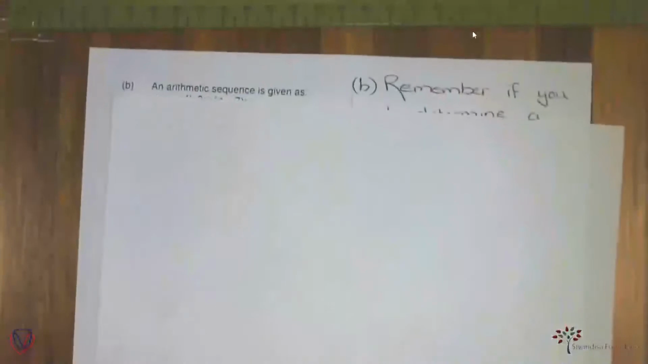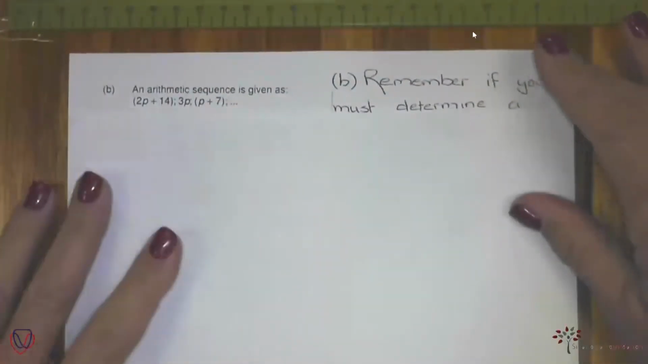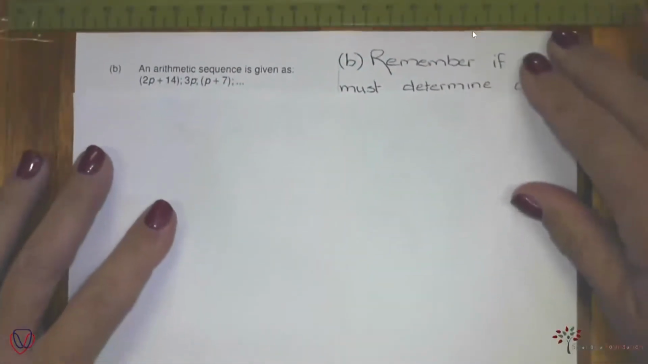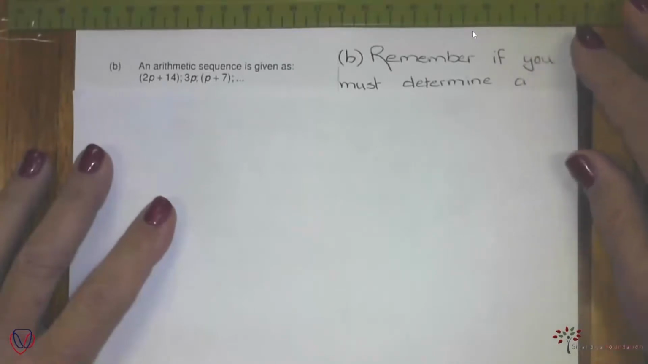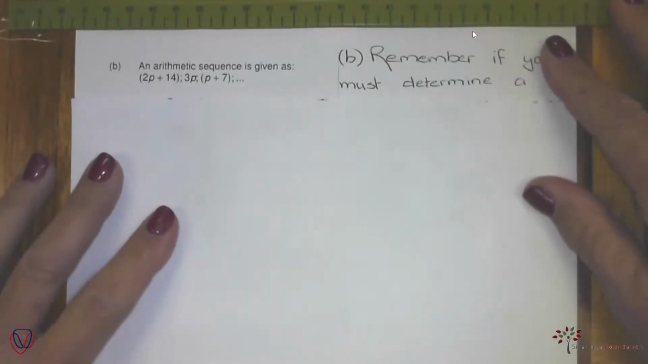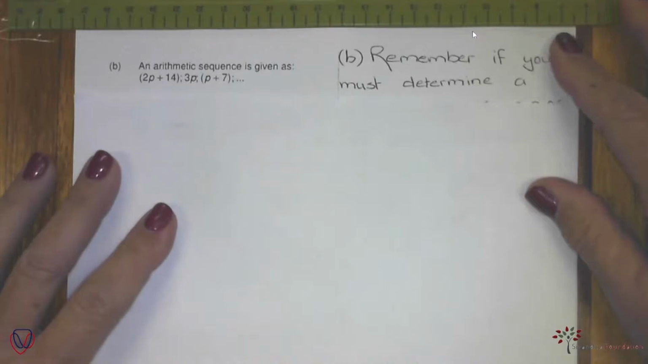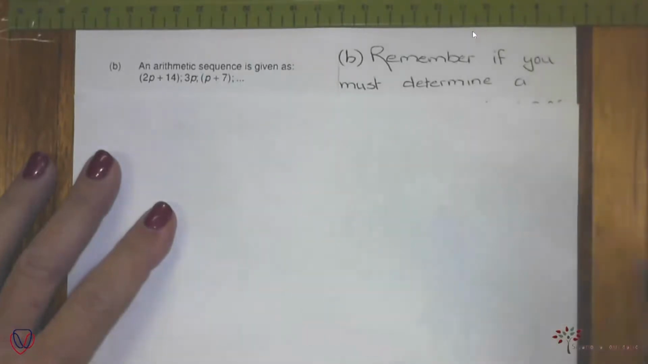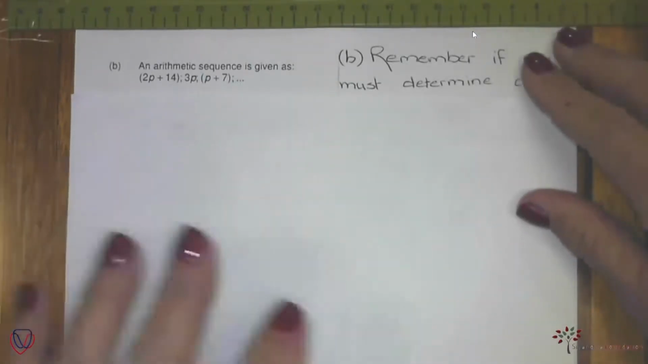Okay, right, let's go to the next page. And the next sum is number B. An arithmetical sequence is given as this. This is a very easy question if you know what to do. I just thought I must do everything possible that you can get in the exams.